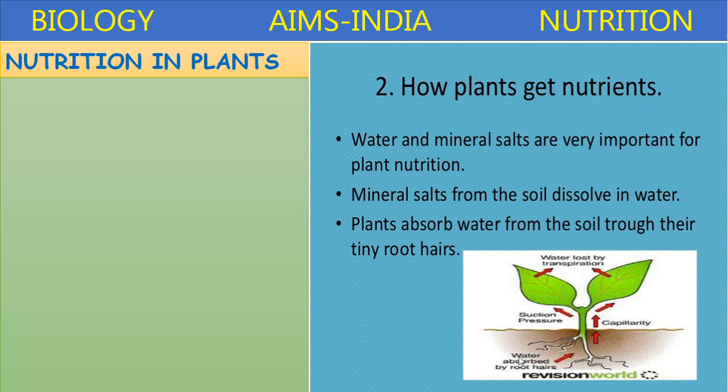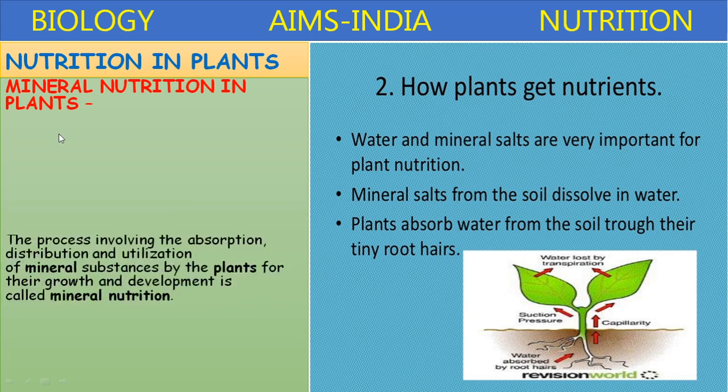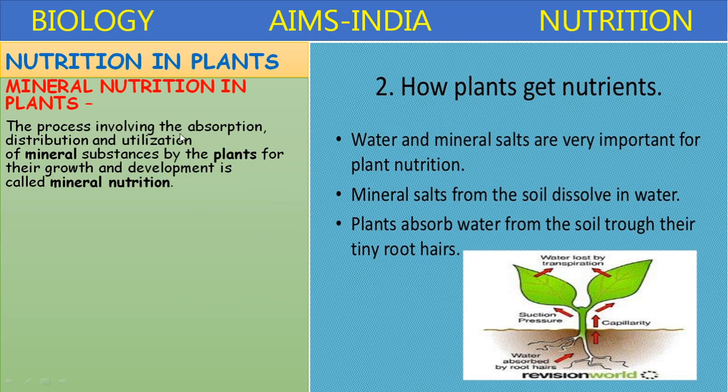Like this, water mixed with the minerals present in the soil is absorbed by the root hairs and reaches the plant by means of the xylem tissue. So, mineral nutrition in plants is the process involving the absorption, distribution and utilization of mineral substances by the plants for their growth and development.